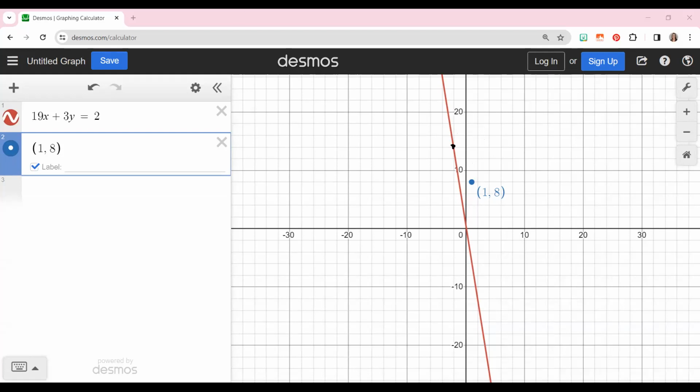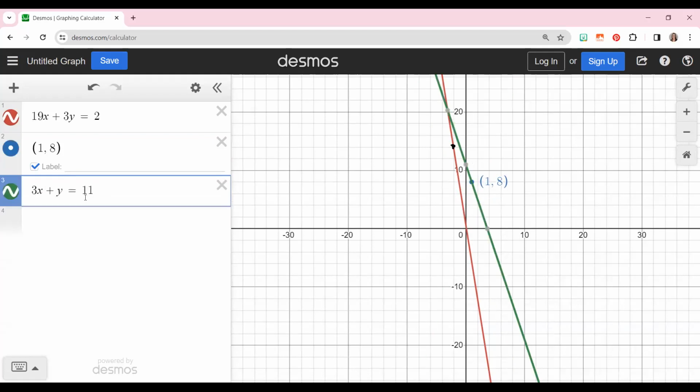All right, just for fun, let's go ahead and quickly put in that second equation that we had, which was 3x plus y equals 11. And we can see here that (1, 8) does fall on the second line, but because it's not on the first one, it's not that shared solution. And in this case, that solution is right here. That's the point at which would work for both of our equations.